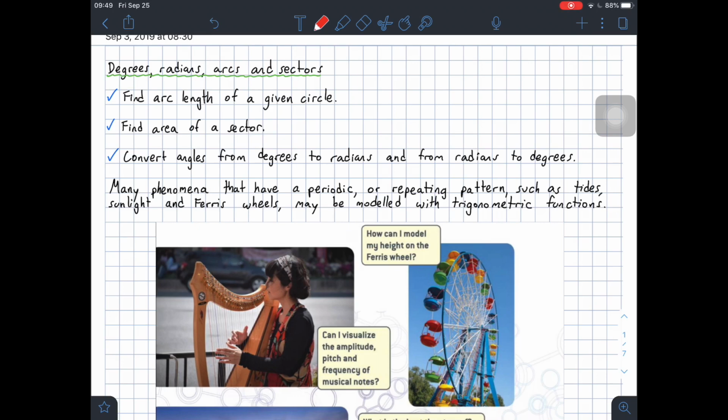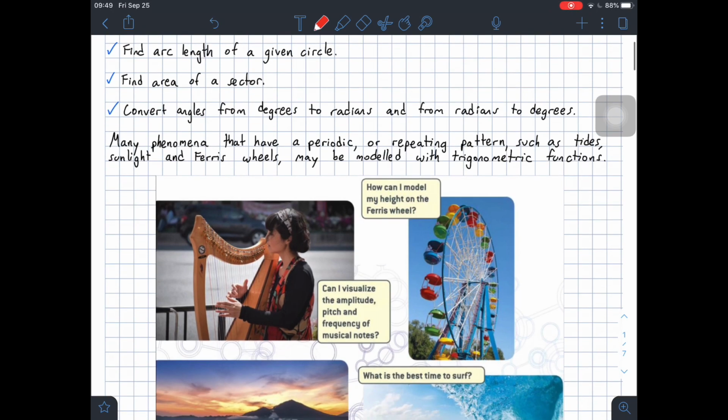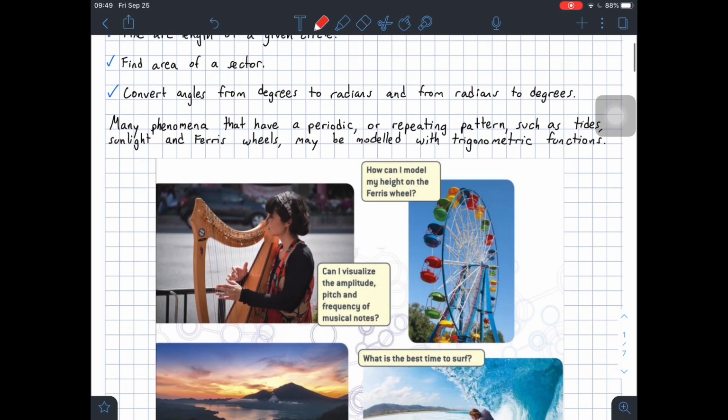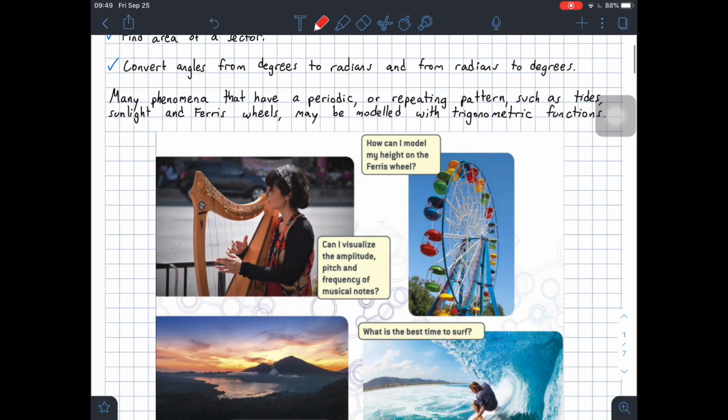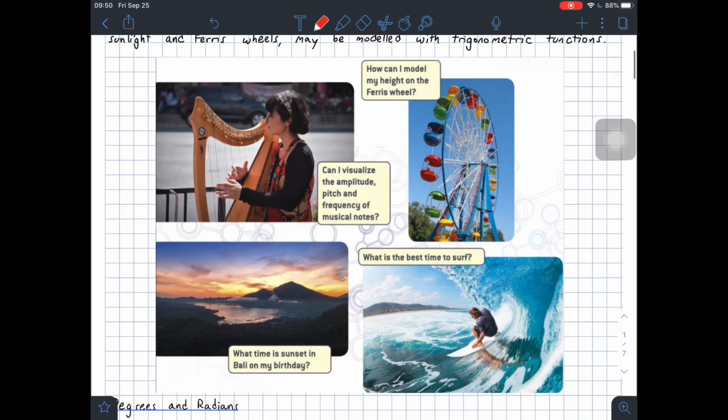Objectives. Number 1, find arc length of a given circle. Number 2, find area of a sector. Number 3, convert angles from degrees to radians and from radians to degrees. Many phenomena that have a periodic or repeating pattern, such as tides, sunlight, and Ferris wheels, may be modeled with trigonometric functions, which is what we will be focusing on for this chapter.